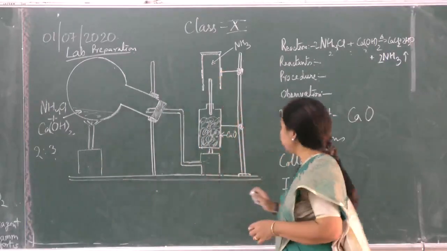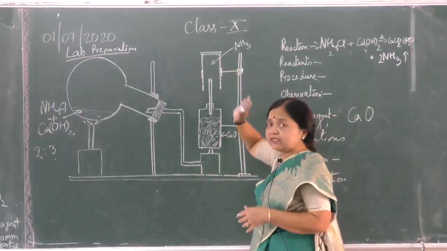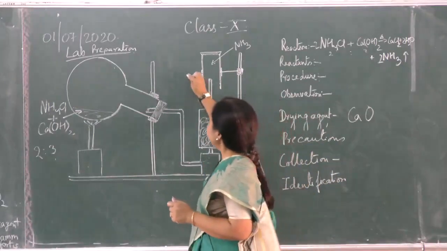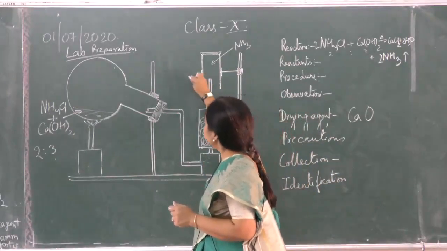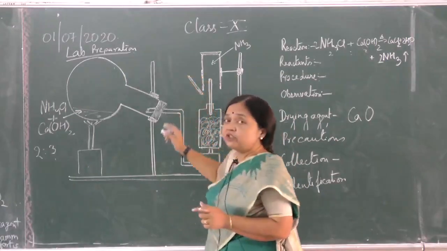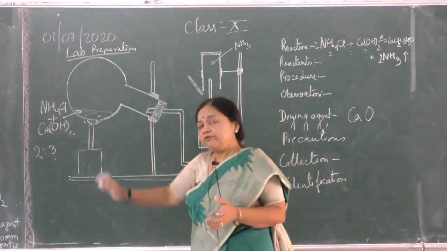Now identification: how will you know that this gas jar has become full of ammonia? It is tested by a rod dipped in HCl. If you bring a rod dipped in conc. HCl over here, it will start giving dense white fumes of ammonium chloride. That means this jar has become full of ammonia now.